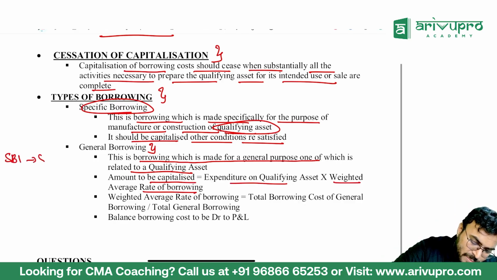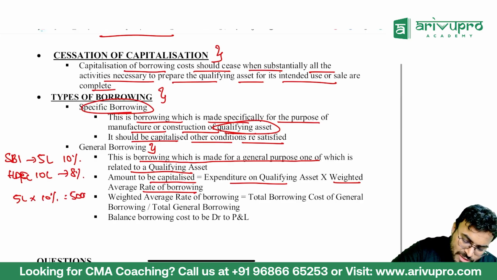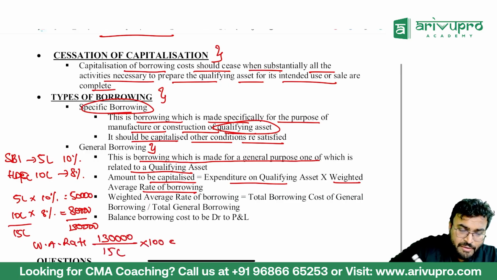What is this weighted average rate of borrowing? I have one loan from SBI, 5 lakh, 10% is the rate of interest. I have one loan from HDFC, 10 lakhs, 8% is the rate of interest. So 5 lakh into 10% is 50,000 and 10 lakh into 8% is equal to 80,000. So total interest is 1,30,000 and the total loan is 15 lakhs. So the weighted average rate will be 1,30,000 divided by 15 lakhs into 100, which will be 8.67%.